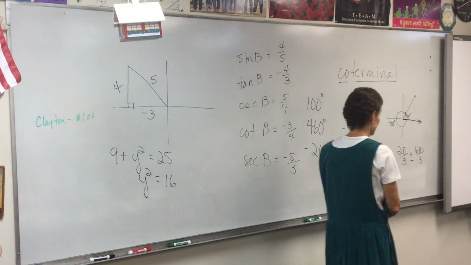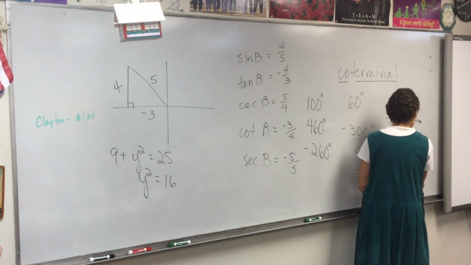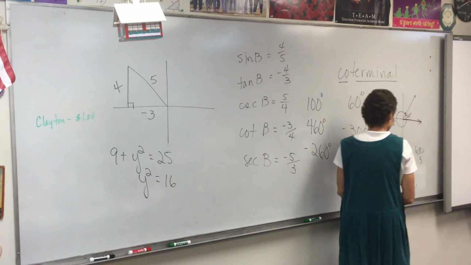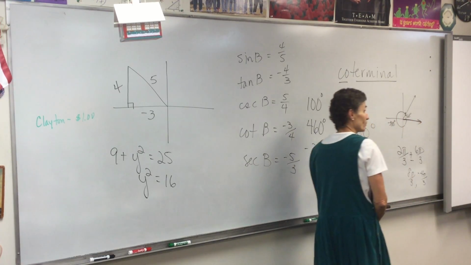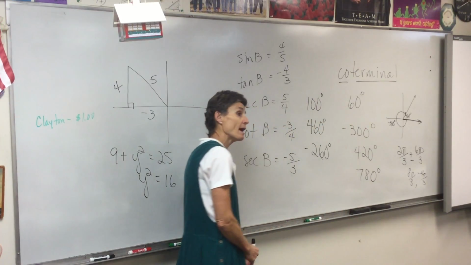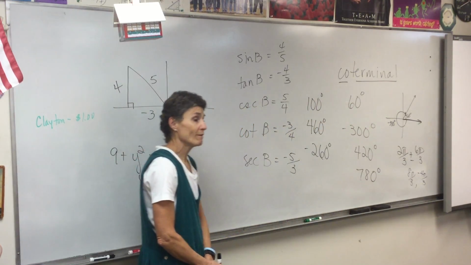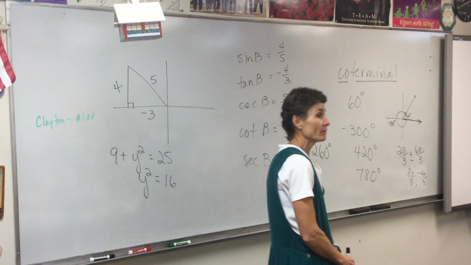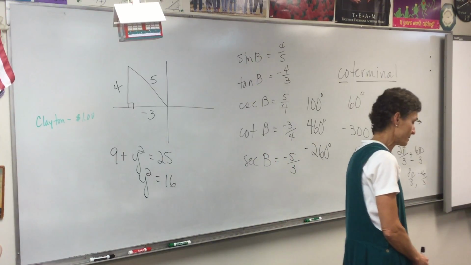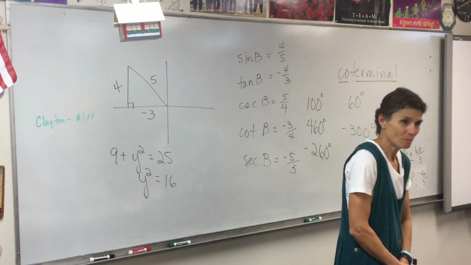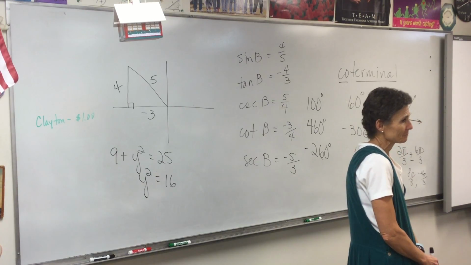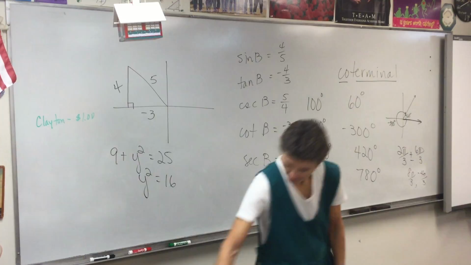So a positive coterminal angle would be 8 pi over 3. And a negative coterminal angle would be negative 4 pi over 3. We add and subtract revolutions. If we are in degrees, that's 360. If we're in radians, that's 2 pi. Okay? Alright, we got that.